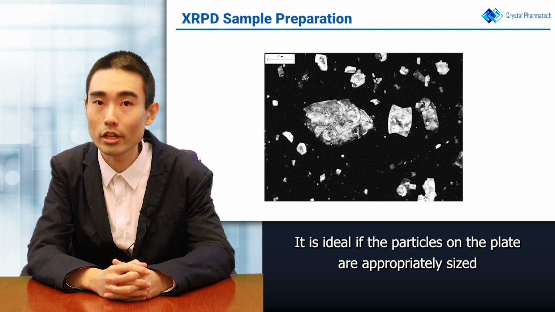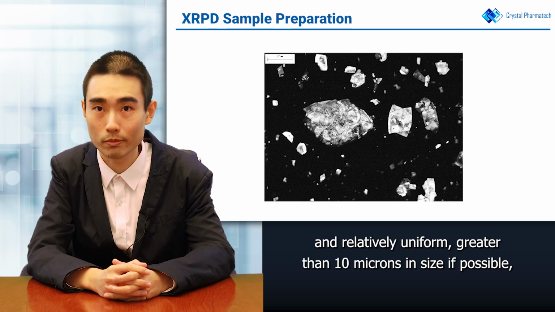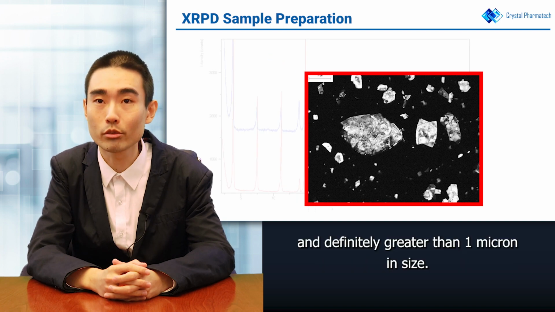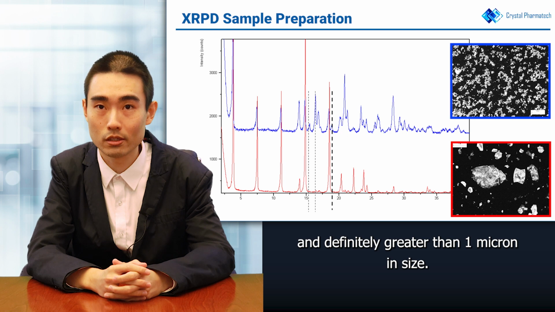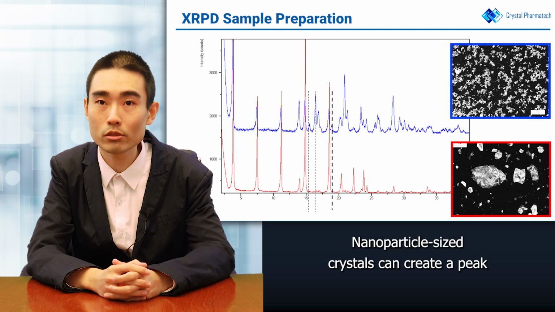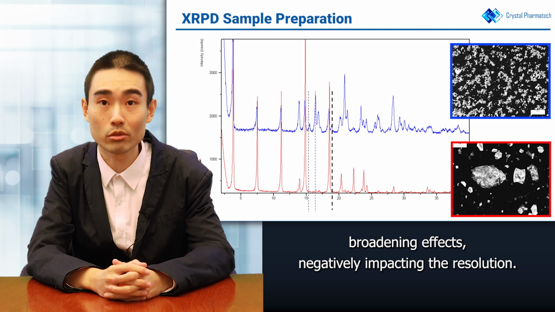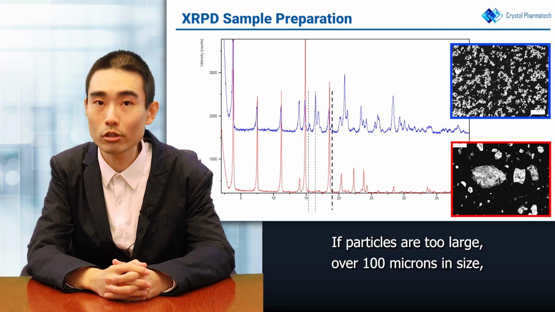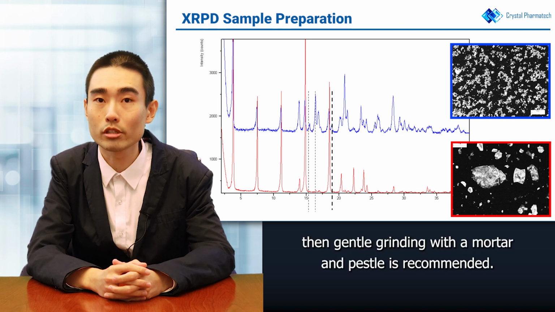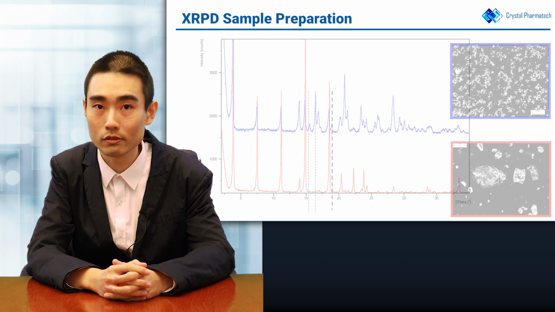It is ideal if the particles on the plate are appropriately sized and relatively uniform, greater than 10 micron in size if possible, and definitely greater than 1 micron in size. Nanoparticle-sized crystals can create peak broadening effects, negatively impacting the resolution. If particles are too large, over 100 micron in size, then gentle grinding with a mortar and pestle is recommended.